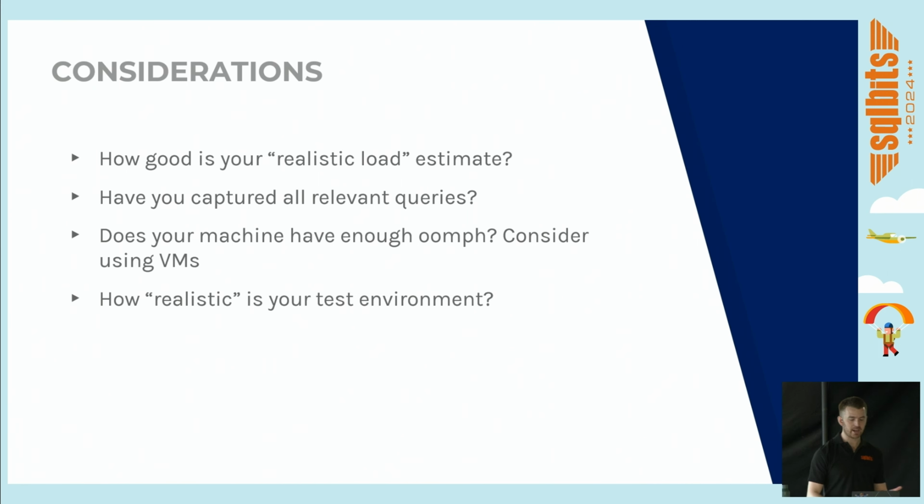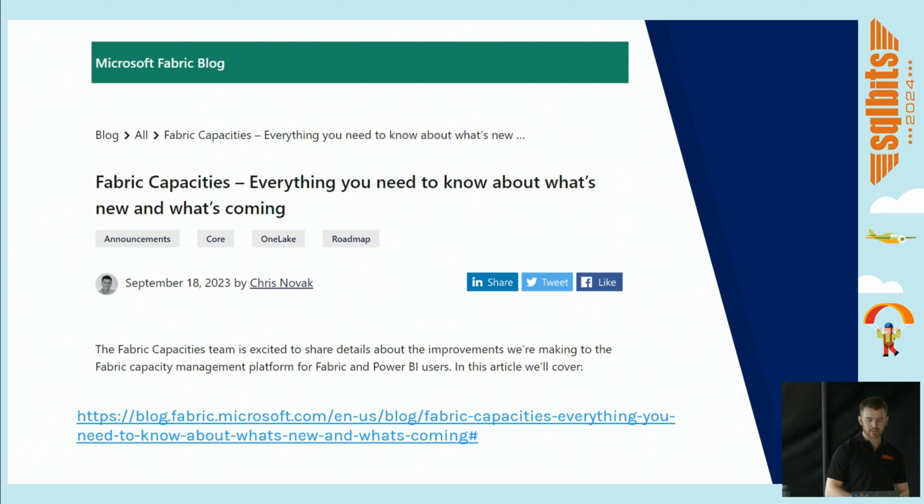And then lastly, think about how realistic your test environment actually is. If you're doing this so that you can be safe when you're going into production, you kind of need to make your test environment as similar to production as possible. There's quite a lot of new announcements over the last sort of 6 months or so in terms of Fabric capacities. There's loads of new features such as smoothing, which helps when your capacity is throttled. So it's definitely worth checking out the articles and documentation around that.